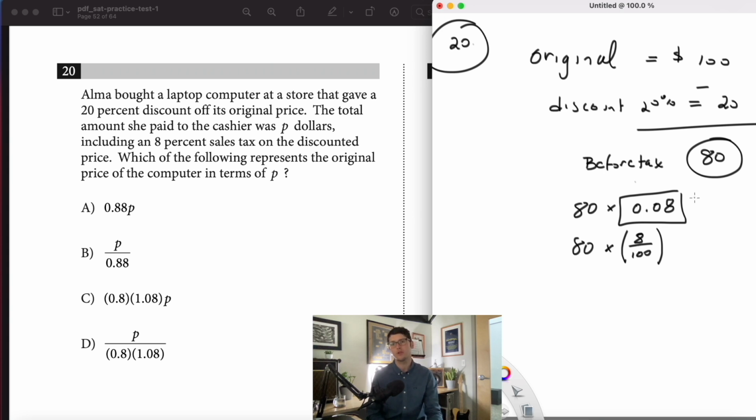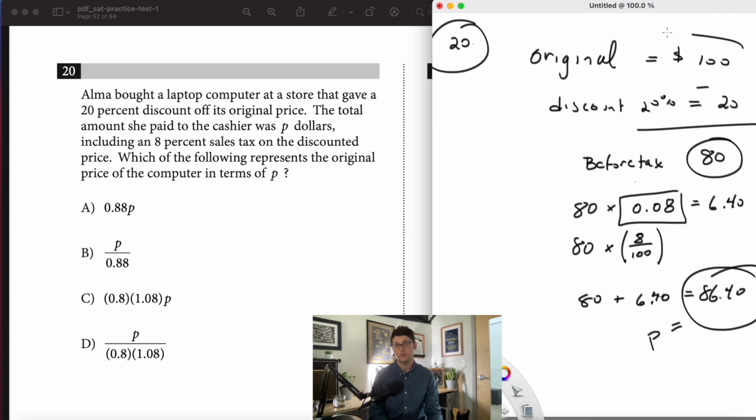Either way, when you do this, you're going to get $6.40. And then you add that to your 80. So 80 plus the sales tax of $6.40 gives us a grand total of $86.40. That's the amount she paid. That's P. So our job is to put P back into this and see which one works. So of course, multiplying 86.40 times something less than 1 is not going to get us back to 100. That's our goal. Put in P, get back to 100.